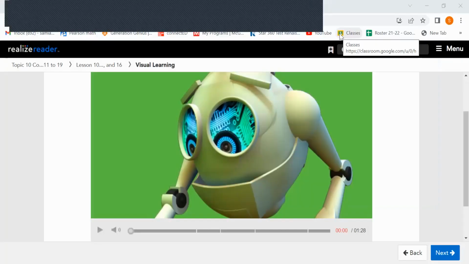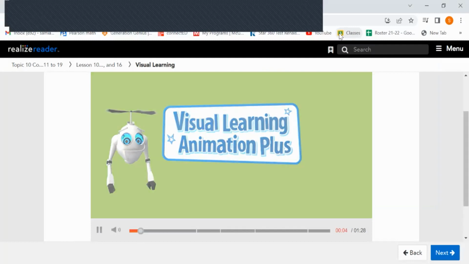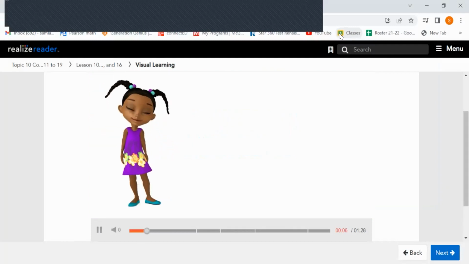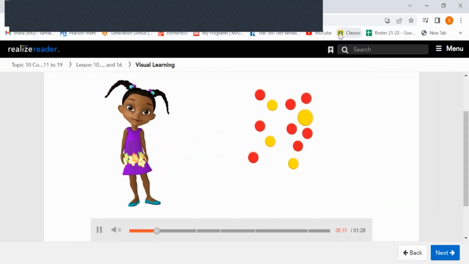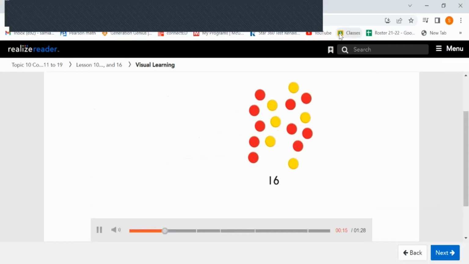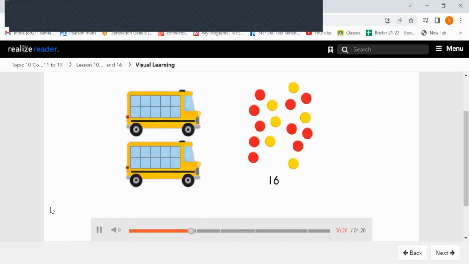Let's now watch this video together. There are 16 students in Jada's class. She has represented each student with a counter. How can Jada plan where each student will sit on the bus for their next field trip? She can use a double 10 frame to show how the students will fit in the buses.